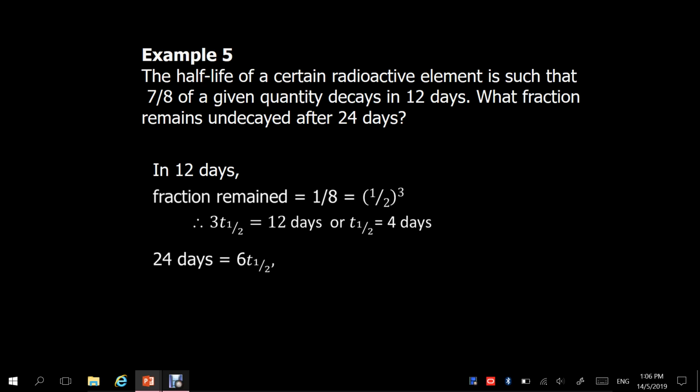After 24 days, the number of half-lives will be exactly 6 half-lives. So the fraction that remains will be half to the power of n, where n is the number of half-lives. So it's 6 half-lives. So the answer is B, 1/64.